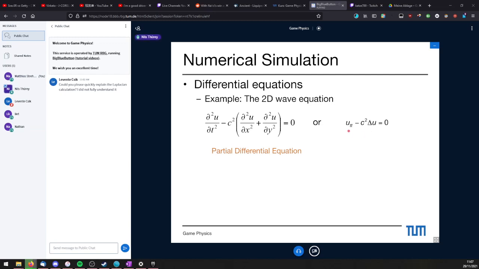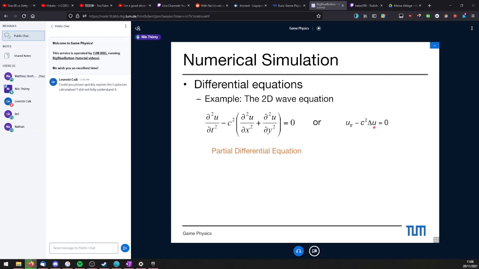Because we have this mix of space and time, that's now really, even in 1D already, a PDE, a partial differential equation. Here we have this Laplacian, the second derivative. In this wave equation, the second derivative over time, meaning the acceleration, minus this part should be 0. But you could just bring this to the other side. Then you'd have the second derivative of u equal to c squared times the Laplacian of u.